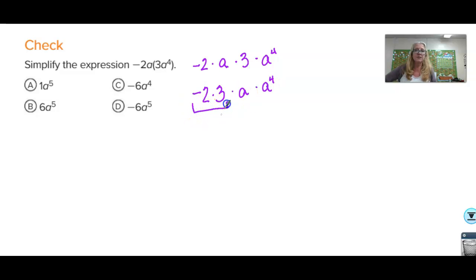Well, -2 times 3 is -6, and A to the, what's the exponent on here? If it doesn't have an exponent, it's a 1. So this would be A to the 1 plus 4. Remember, when we multiply two numbers with like bases, we add the exponents. 1 plus 4 is 5. So we're looking for -6A to the 5th power. Right here. D's the winner.